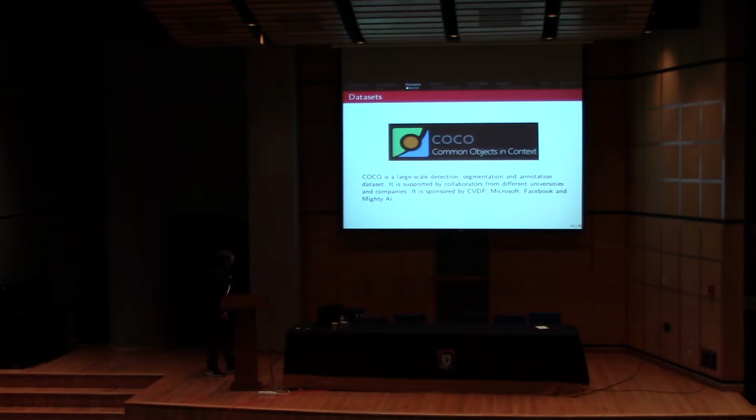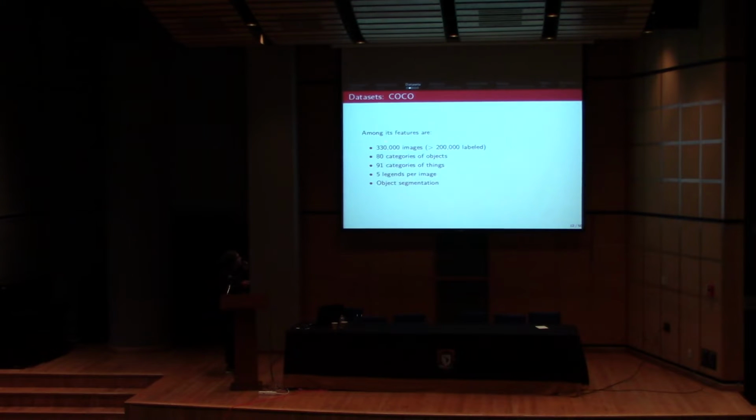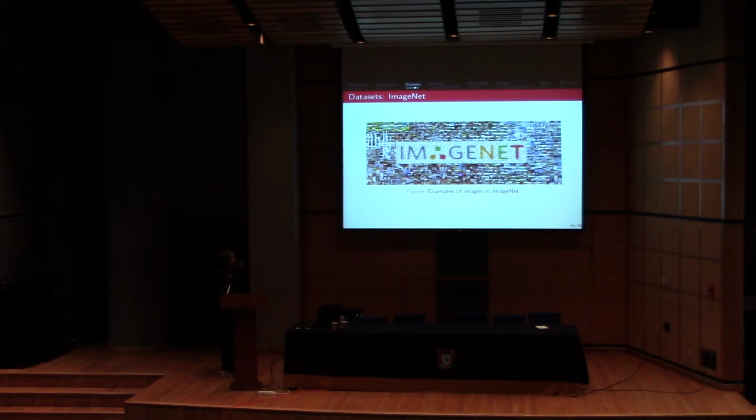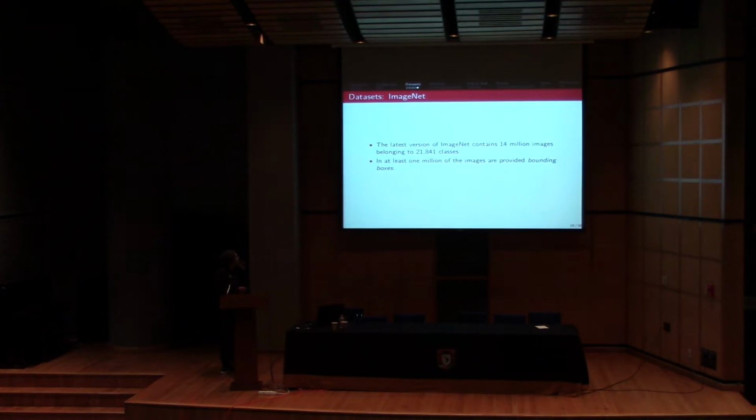So the model that we chose to use is trained on this dataset, COCO. It is a massive dataset with this kind of characteristic, over 330,000 images, 80 categories of objects, and object segmentation. You can see here some samples of the kind of images you can expect in that dataset. And obviously, it uses ImageNet. And ImageNet, of course, as you know, contains more than 4 million images belonging to 20,000 different classes.